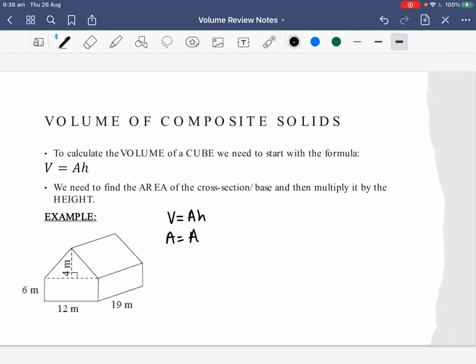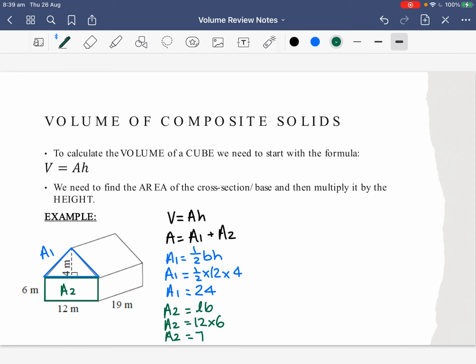We then want to find area 2. So area 2 is a rectangle, and the formula for finding the area of a rectangle is LB, the length times breadth. So area 2 will equal 12 times 6. So area 2, 12 times 6 is 72.